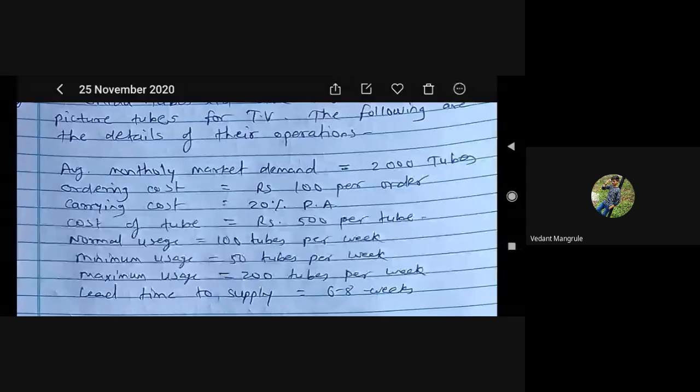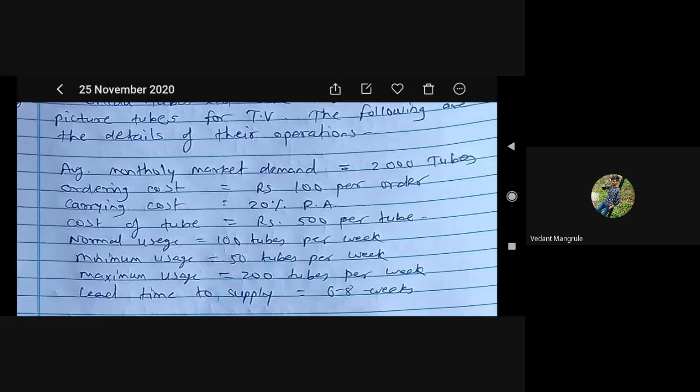Now what is lead time? Suppose you want to order these tubes. Some lead time is required for the transportation and for the inspection. This time is nothing but the delay, or lead time.